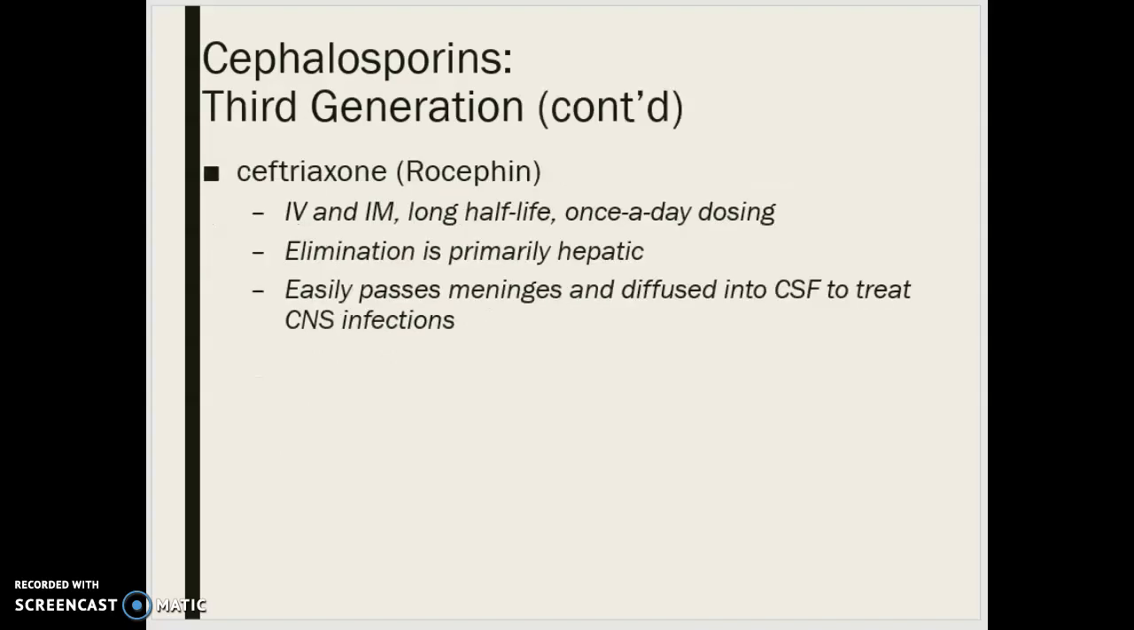So it is given IV and IM. It has a really long half-life. We can use once-a-day dosing with the Rocephin. The elimination is primarily hepatic. But the other thing about Rocephin is that it easily passes the meninges and diffuses into the cerebrospinal fluid. So it can treat central nervous system infections, which is really a good benefit.